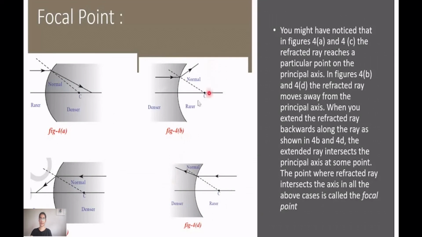But if you extend this ray backward, in this direction, then it will appear to meet the principal axis at a point. Let's say the point is here. Now if you look at 4D, this is the ray. If you extend it backward, it will meet the principal axis at this point. So there is some point that it appears to be coming from. If you extend this ray backwards, you can say that the refracted ray is coming from this point. Here also, if you extend this backwards, you will say that the refracted rays appear to be coming from a certain point.